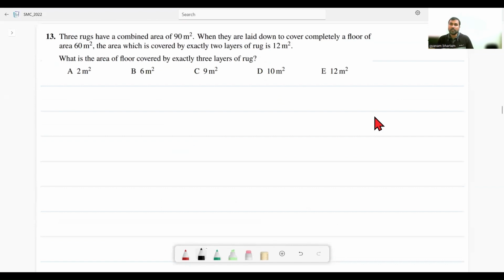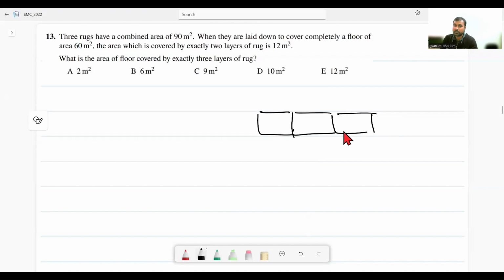Next one, question number 13. Three rugs have combined area of 90 meters square. When they are laid down to cover completely a floor of area 60 meters square, the area which is covered by exactly two layers of rug is 12 meters square. What is the area of floor covered by exactly three layers of rug? Looks like a Venn diagram, right? If you combine three rugs, you have 90 meters. Floor is 60 meters. So that's the Venn diagram we have.